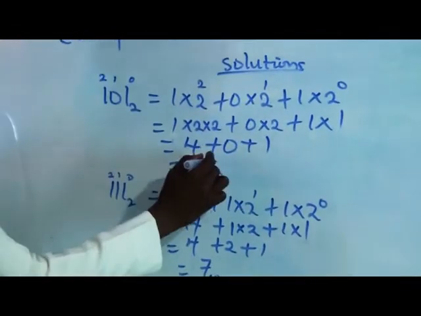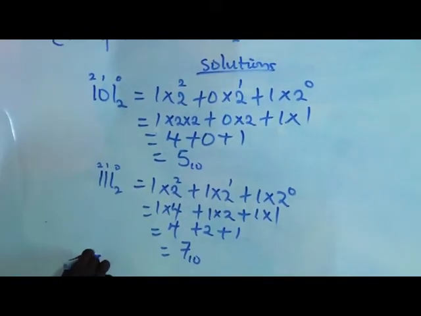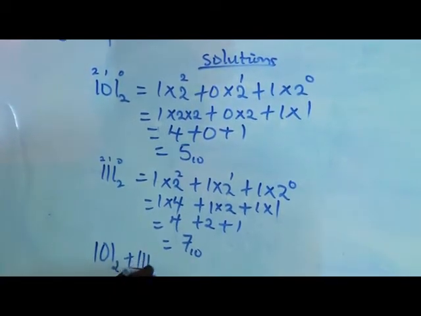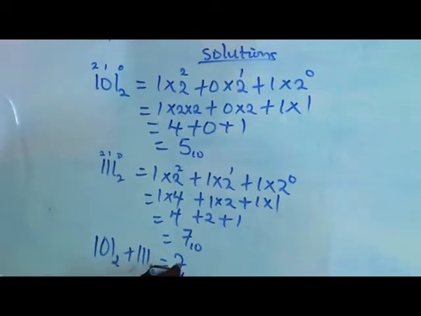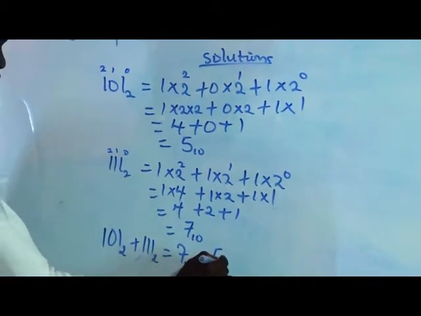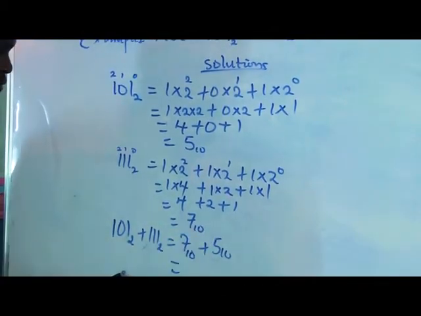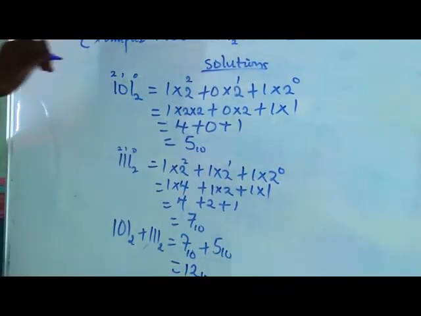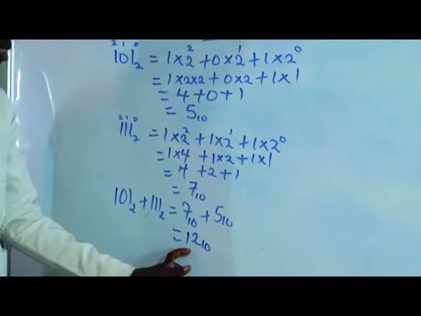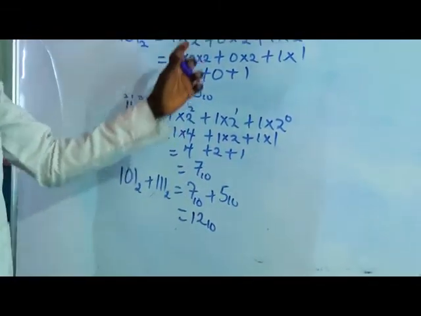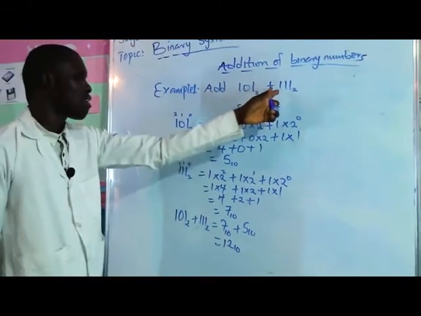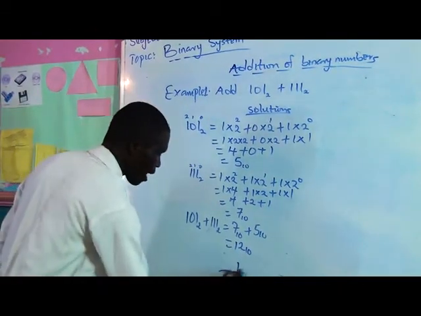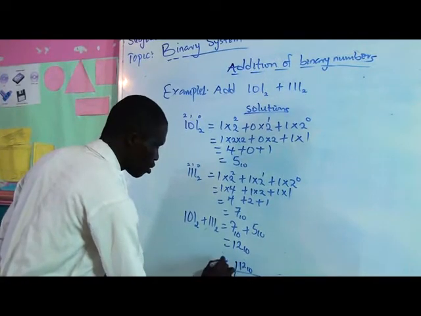Remember, we are adding. Add this together. You have 101 base 2 plus 111 base 2 equals 7 base 10 plus 5 base 10. Okay, 7 plus 5 is going to give us 12 base 10. Now, remember that this is in base 10 and we're asked to find this in base 2. So what are we going to do? Just convert 12 base 10 to base 2.